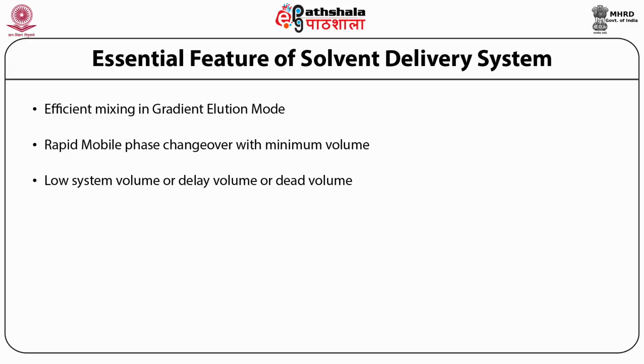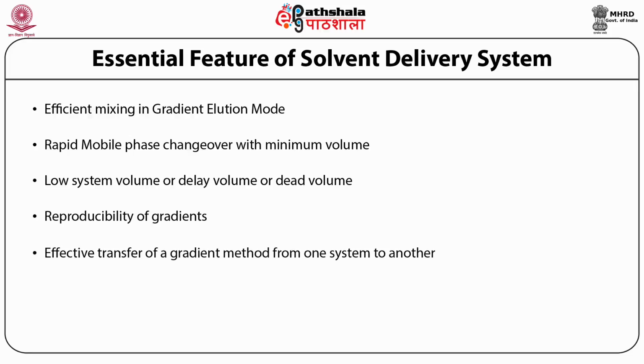It is also known as the delay volume or dead volume and affects reproducibility of gradients and throughput of a gradient separation. It also impacts the transfer of a gradient method from one system to another. The solvent delivery system in HPLC should be able to maintain the gradient volume at least equal to the gradient delay volume plus the column void volume.